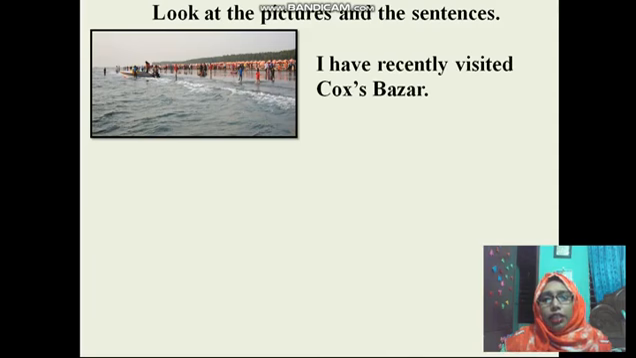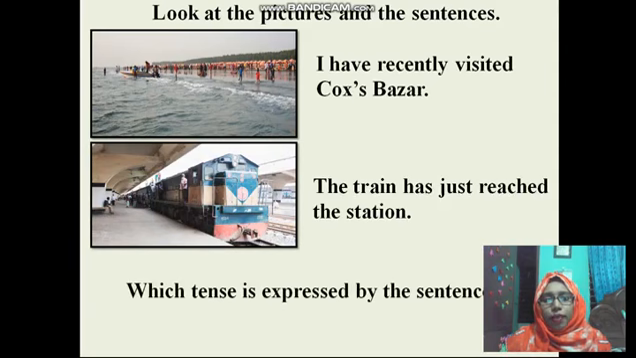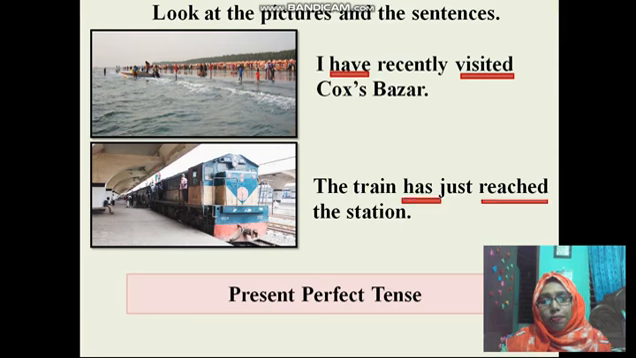We have recently visited Cox's Bazar. The train has just reached the station. Which tense is expressed by these sentences? Can you guess? These are present perfect tense. And why are these present perfect tense? Because there is have, has.